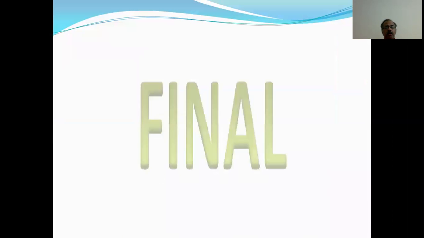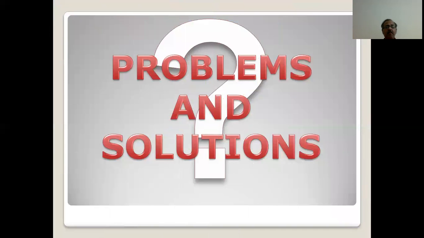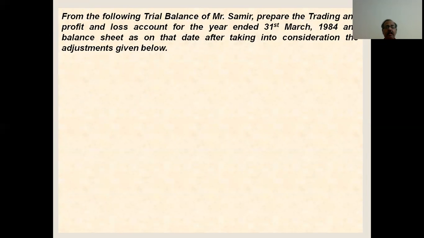In this video, we are going to discuss final accounts, problems and solutions of sole trader concerns. Problem number one. From the following trial balance of Mr. Samir, prepare the trading and profit and loss account for the year ended 31st March 1984 and balance sheet as on that date after taking into consideration the adjustments given below.